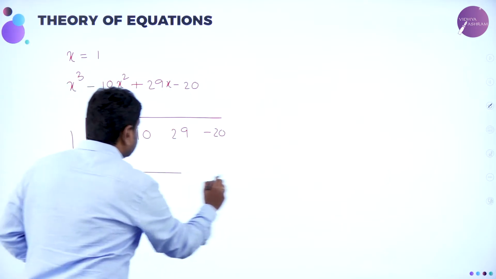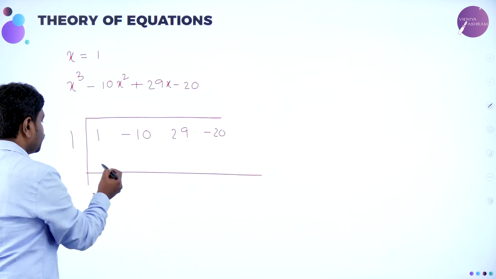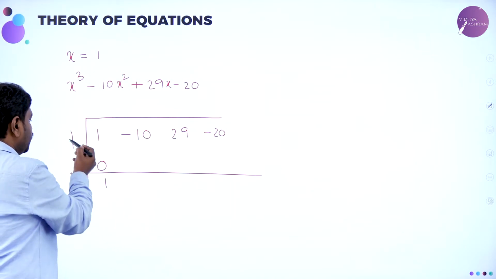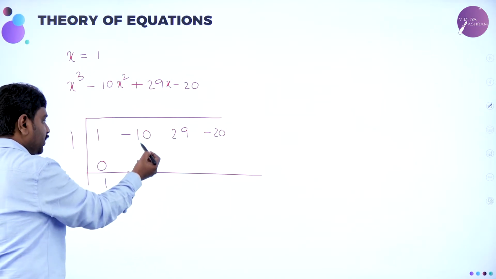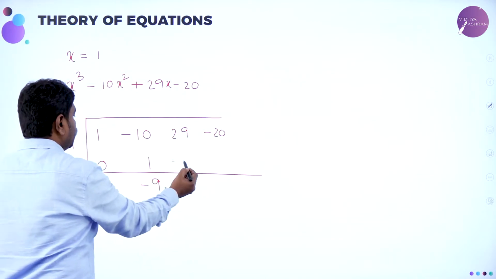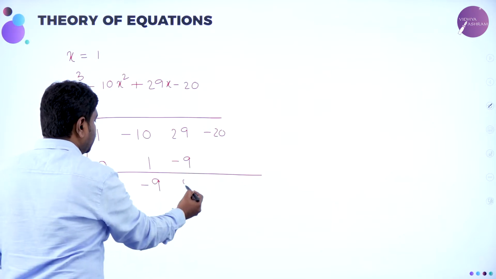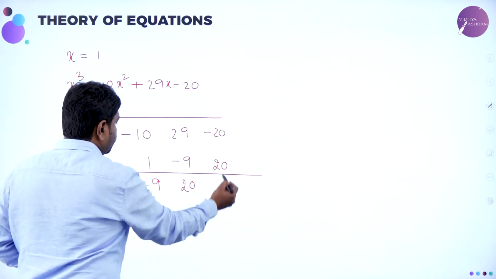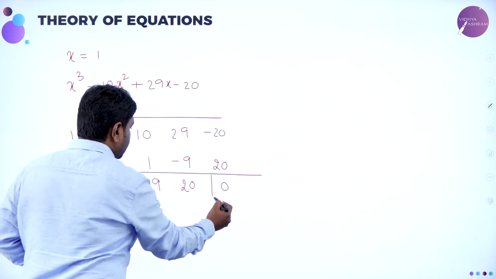Now for the first number always you should add 0. What is 1 plus 0? 1. Now multiply 1 into 1, 1. Add it, minus 10 plus 1, minus 9. Again minus 9 into 1, minus 9. Add it, so it will become 20. And 20 into 1, it will become 20. So 20 minus 20, 0. So this is the remainder.